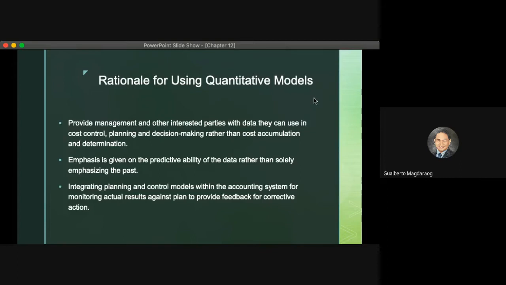And then, these quantitative models, or the concepts within each of the quantitative models, can also be used in accumulating the cost, which is the primary function of the accountant, for the purposes of determining whether the system or the process that he is applying is actually functioning well. So with the use of quantitative models, accountants are able to get feedback or corrective actions in their system so that they can generate correct or accurate cost information.